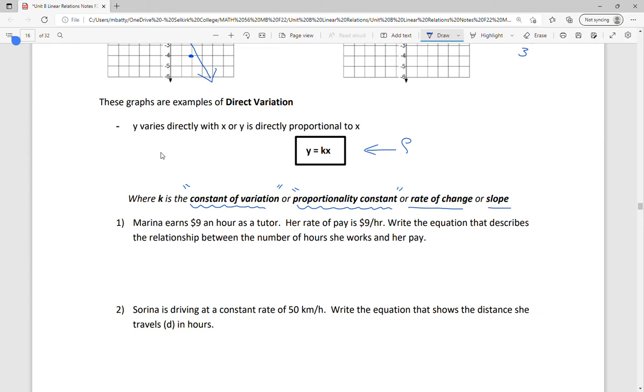This is the format of the equation, right? If you take a look at those two examples you just graphed, they were like that. In real world applications, if you make $9 an hour as a tutor, right, that's your rate of pay. Remember I said this is your rate of change or your slope. Write the equation that describes the relationship. Well, if you get paid, I'm going to say P is payment and H is the number of hours worked.